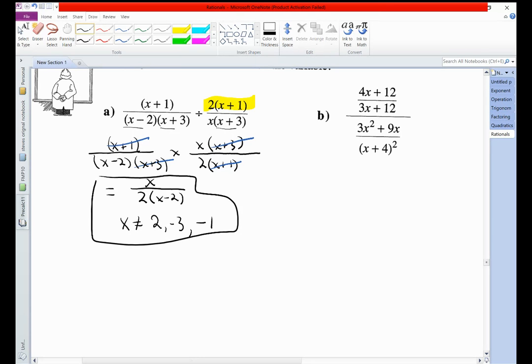Oh, whoa, I almost forgot one. Don't forget, x can't be 0 either because of this x right here. So x also can't be 0. Almost messed that up.